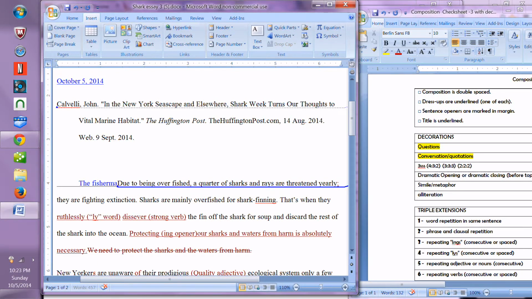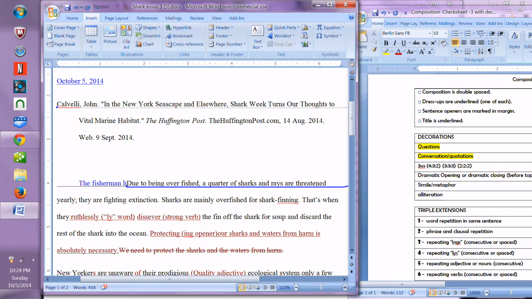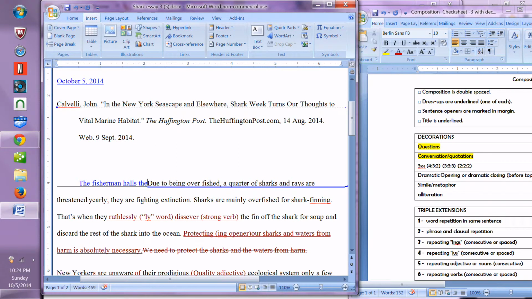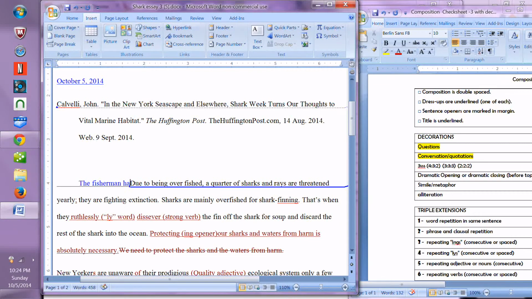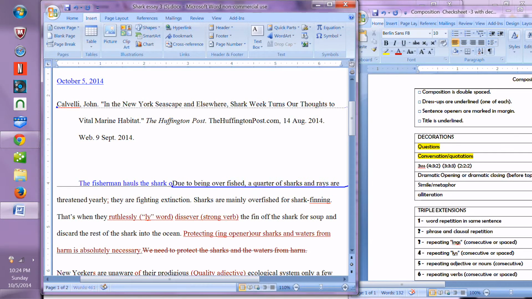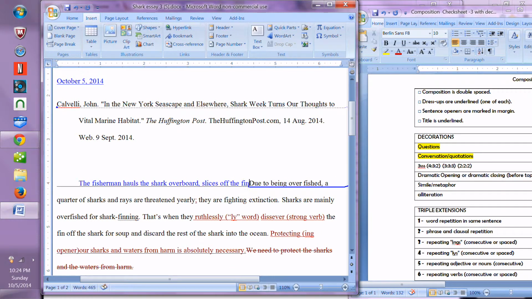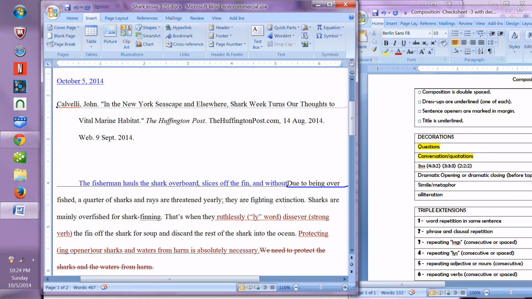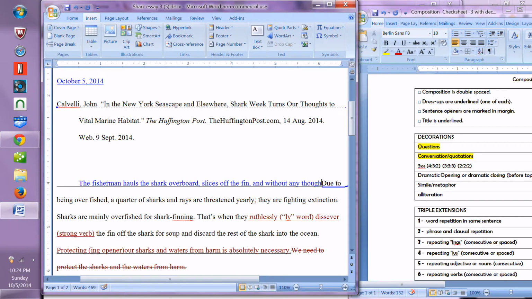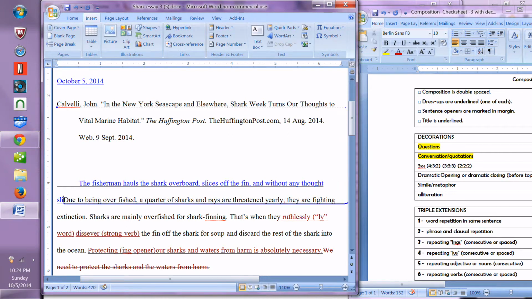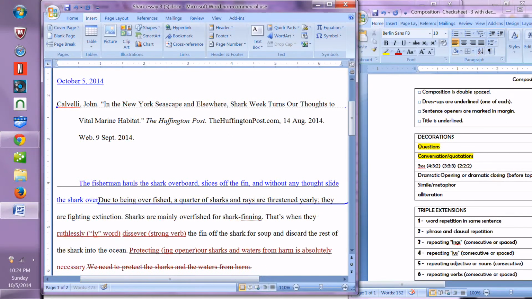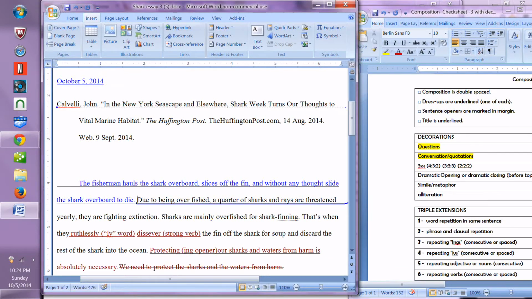The fisherman hauls the shark overboard, slices off the fin, and without any thought slides the shark overboard to die. So that's kind of more dramatic.